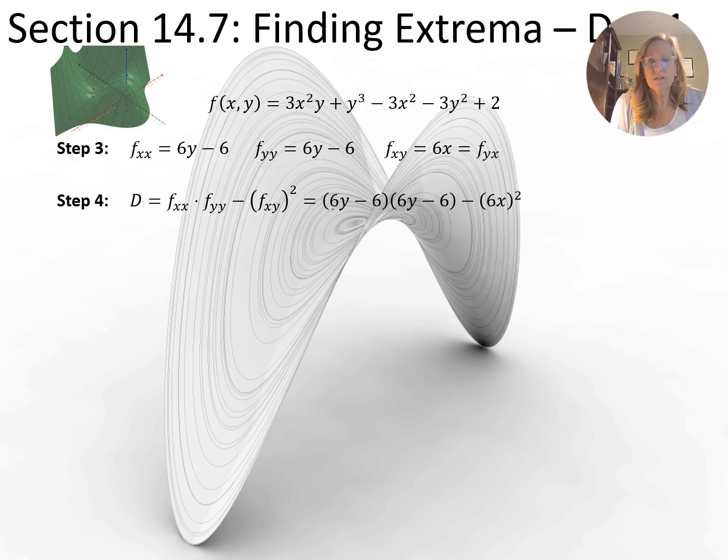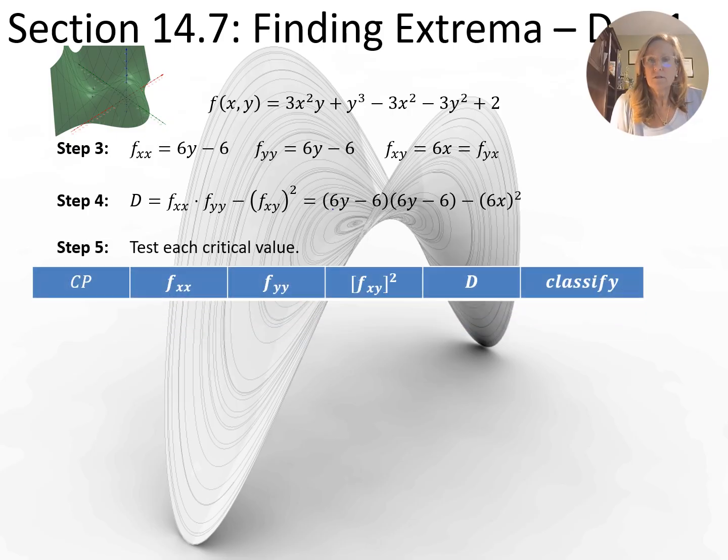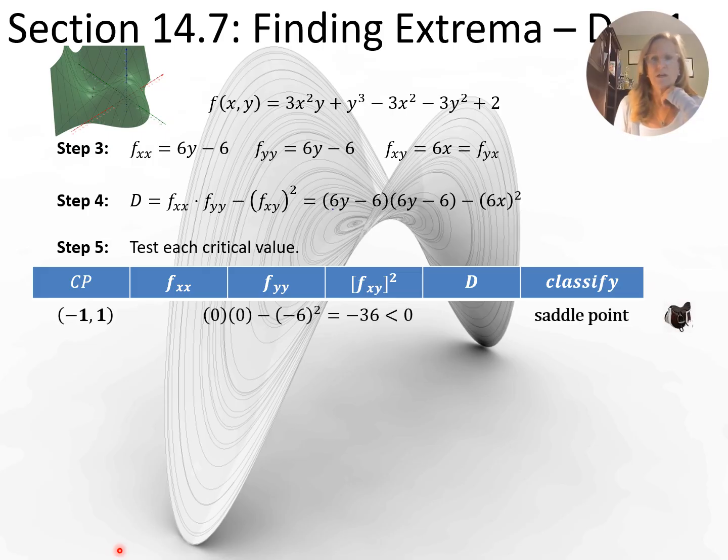So I'm going to have to plug some stuff in, right? This time my chart is even a little bit more useful. I put my critical points in this column, my pure with respect to x in this column, pure with respect to y in this column, then my mixed squared here, and then my value of D. Notice I don't have an fxy column over here because I was just asked to classify. So I just wrote this all in one line.